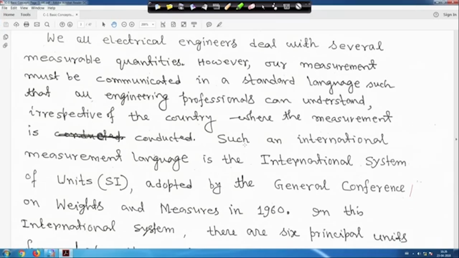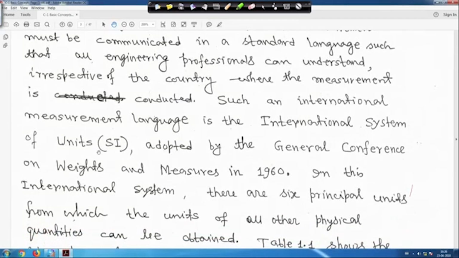In all electrical engineering we deal with several measurable quantities like voltage, current in ampere, power in watt and so on. However, our measurement must be communicated in a standard language such that all engineering professionals can understand, irrespective of the country where the measurement is conducted. Such an international measurement language is the International System of Units, which we call SI units for short.